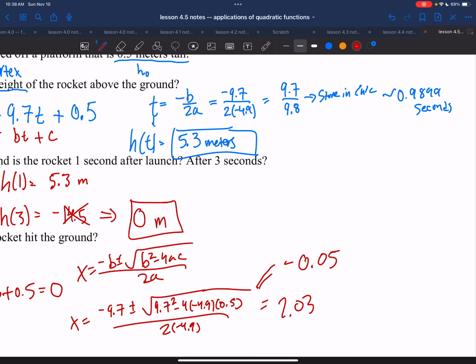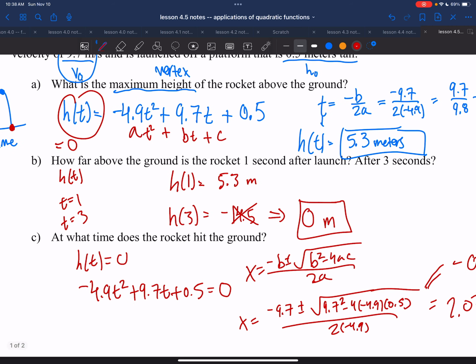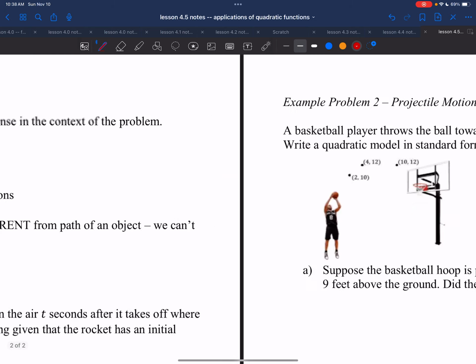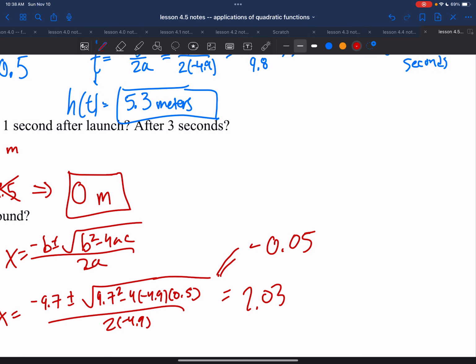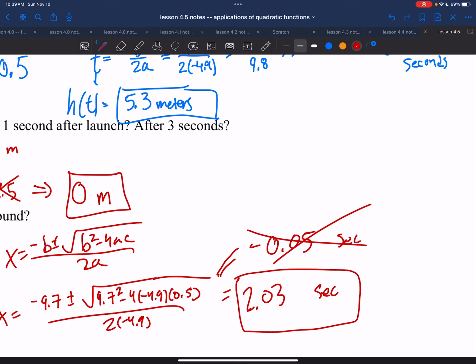And so now let's interpret these answers, right? It says, at what time does the rocket hit the ground? Well, this tells me, next question. This tells me at negative 0.05 seconds and at 2.03 seconds. Now, naturally, we're going to say, well, time's not negative, so I'm going to x-nay that. I'm going to say, okay, that doesn't make sense. And then I'll box this, and this is my answer.